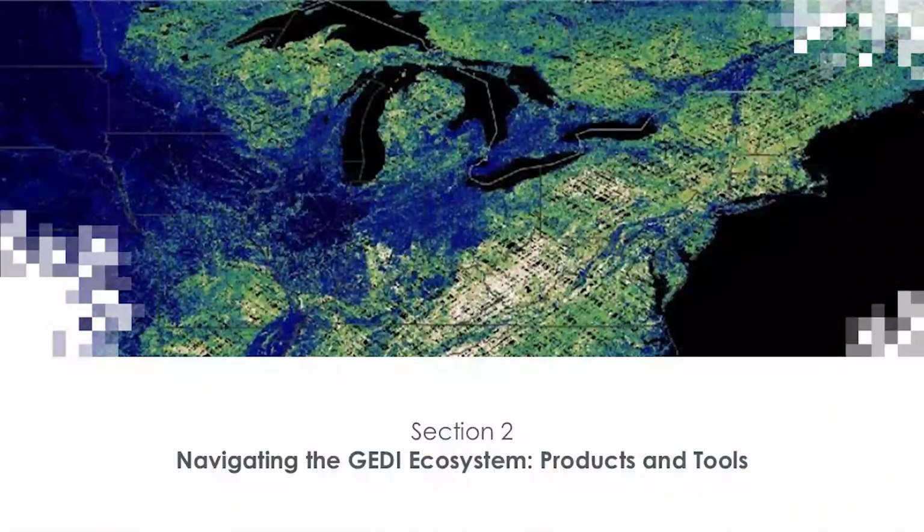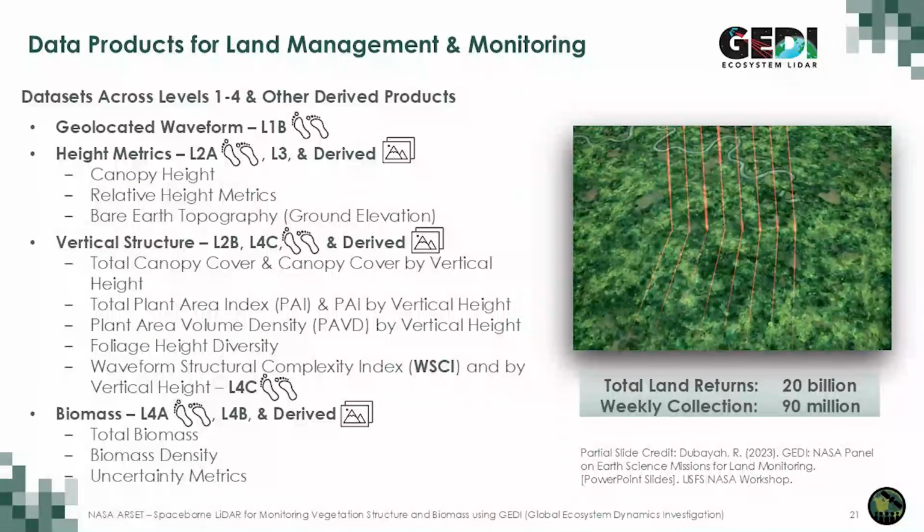Now let's dive into Section 2 to overview GEDI's data products, including the waveform, metrics and estimations, and derived products for vegetation structure and biomass. When GEDI samples data, which occurs millions of times per week, several data products can be derived. The samples are collected as received waveforms, which are geolocated to Earth's surface and presented as the Level 1B product.